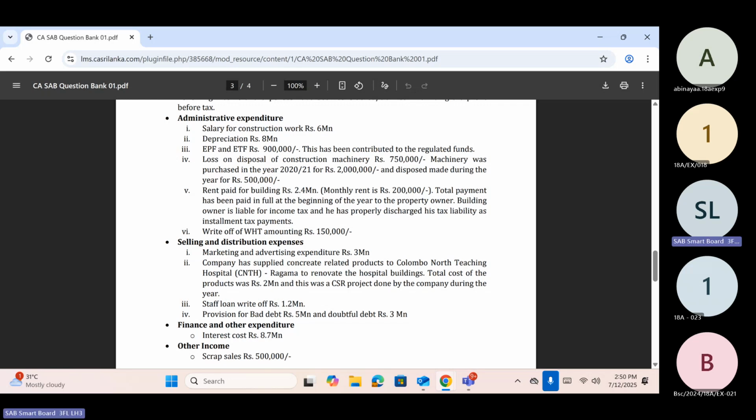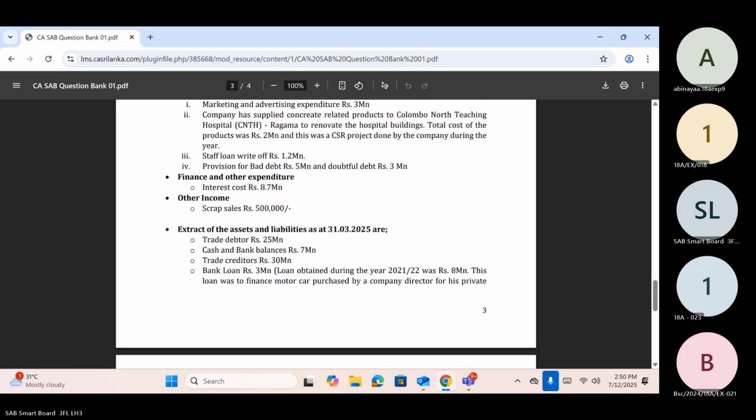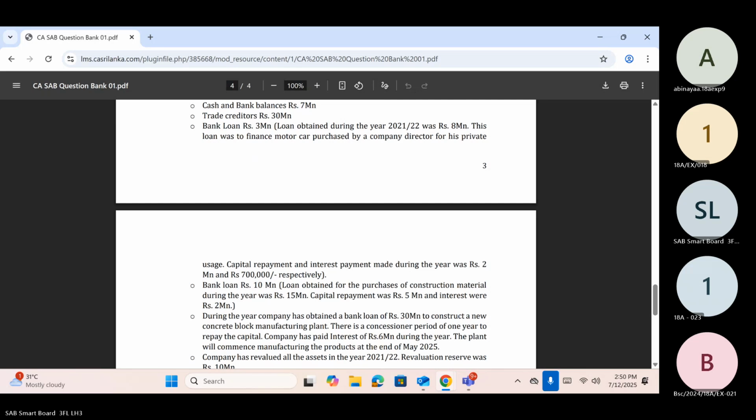With that understanding, shall we read? It says interest cost. It says a bank loan of rupees 3 million.